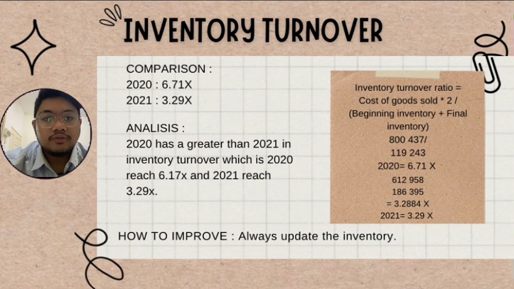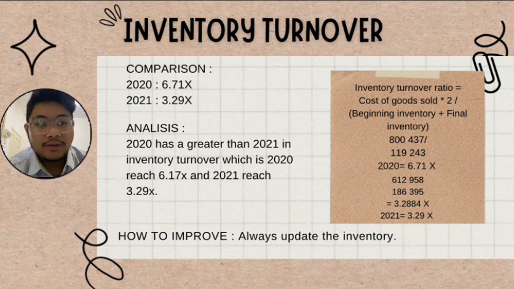So I'm going through to inventory turnover. 2020 is greater than 2021 in inventory turnover, which is 2020 reached 6.17 times and 2021 reached 3.29 times. So Flora have to check and always update their inventory to make sure that no extra stock is available. With that, the company can lower the quantity of greater inventory turnover.